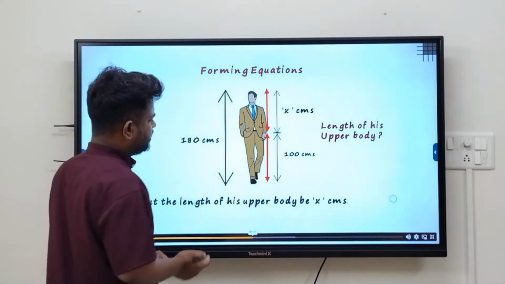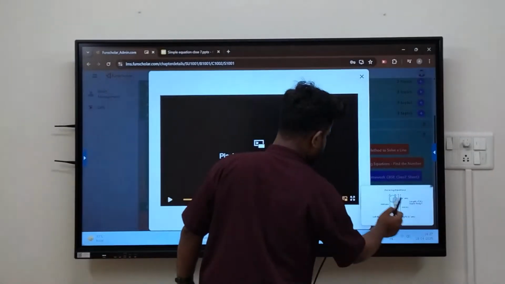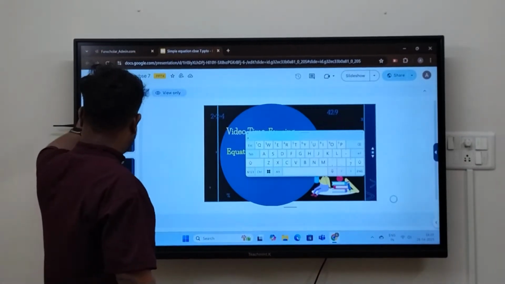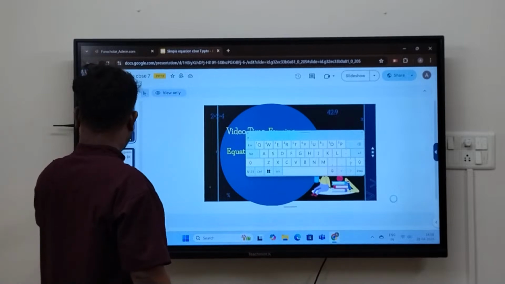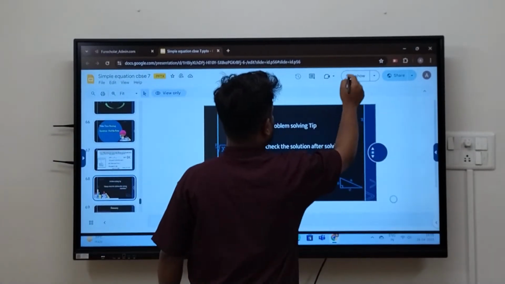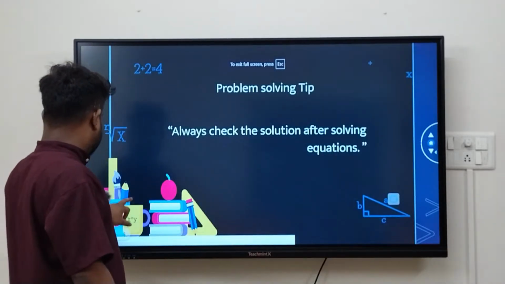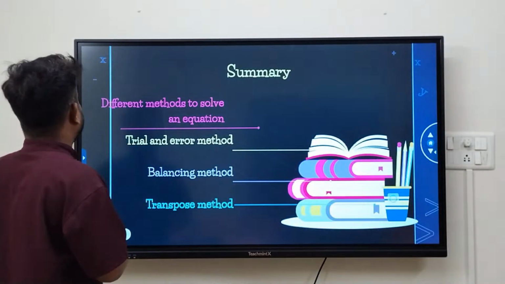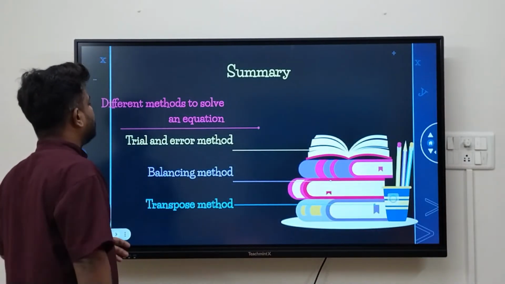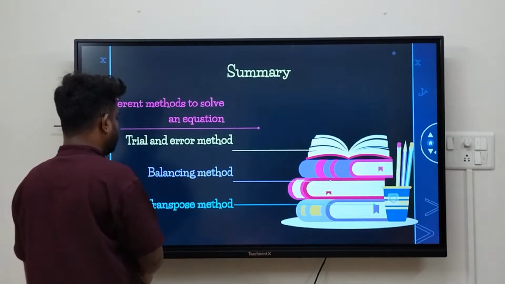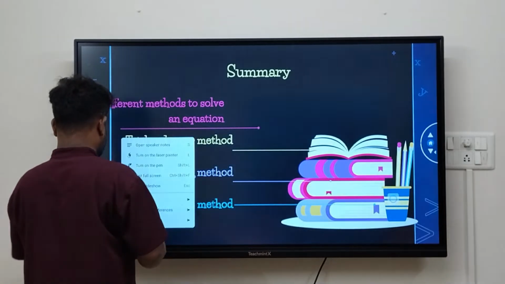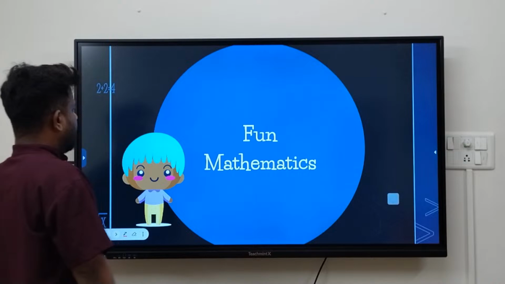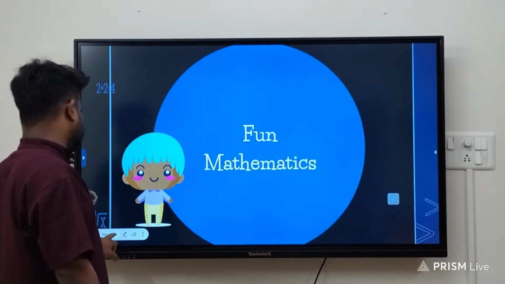Okay, we have already watched this video, so maybe we don't have any other video to see. So let's start from the summary here. Okay, so what did we learn? Different methods to solve an equation: trial and error method, balancing method, and also transpose method. Okay, and let's do some fun mathematics here.